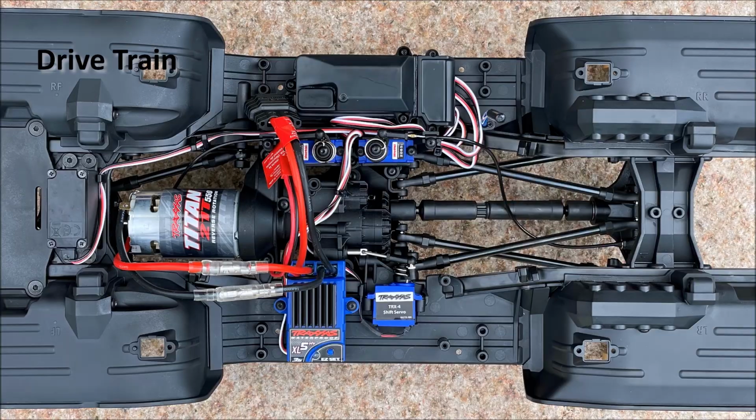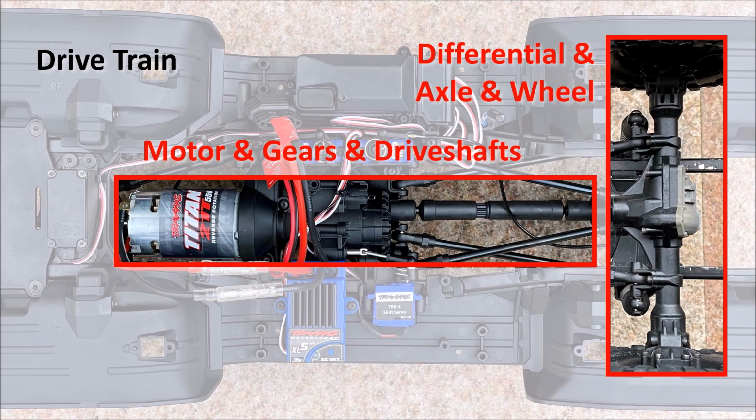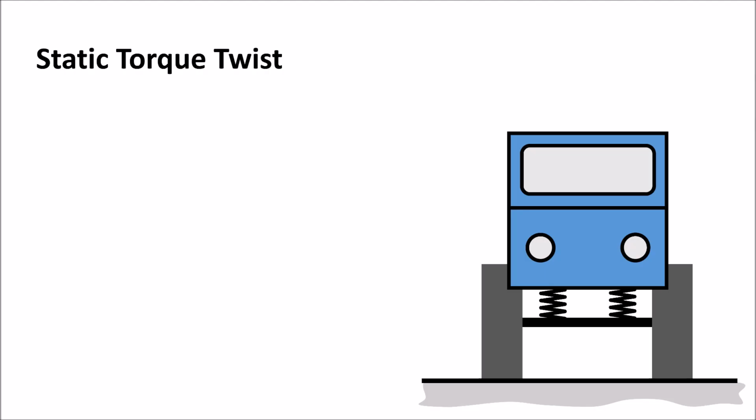The chassis comprises motor, gears and drive shafts with the axis pointing in driving direction, while the other axis of the axles and wheels point perpendicular to it.